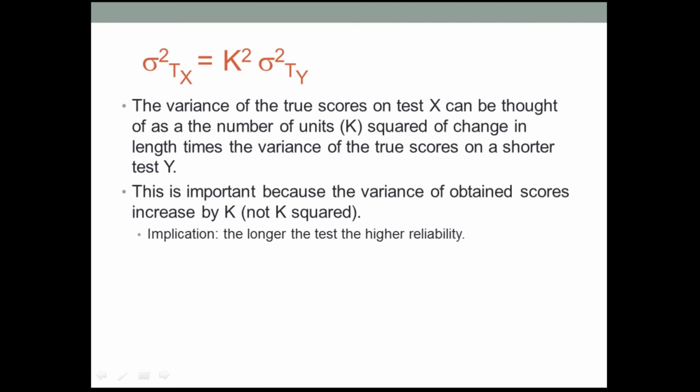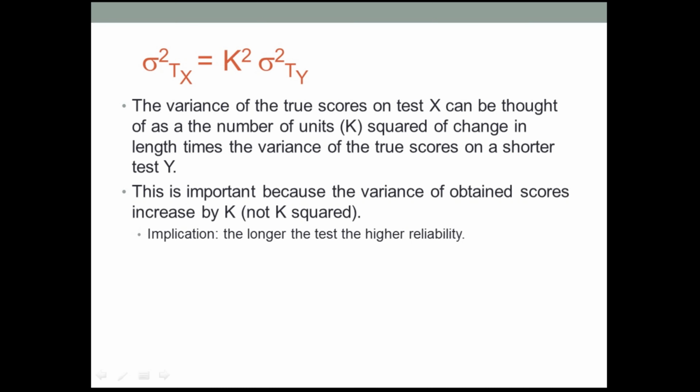Oh, here's another. The variance of the true scores on a test can be thought of as the number of units k squared of change in the length times the variance of the true scores on a shorter test y. I'm just showing you this. We're really not going to be using this in class very much, but I'm showing it to you because it's a fundamental part of test theory. And what it says is that basically true score variance, which is the good kind of variance we're looking for, that is to say the measurement of the person's actual quality, increases by the square of the test length.